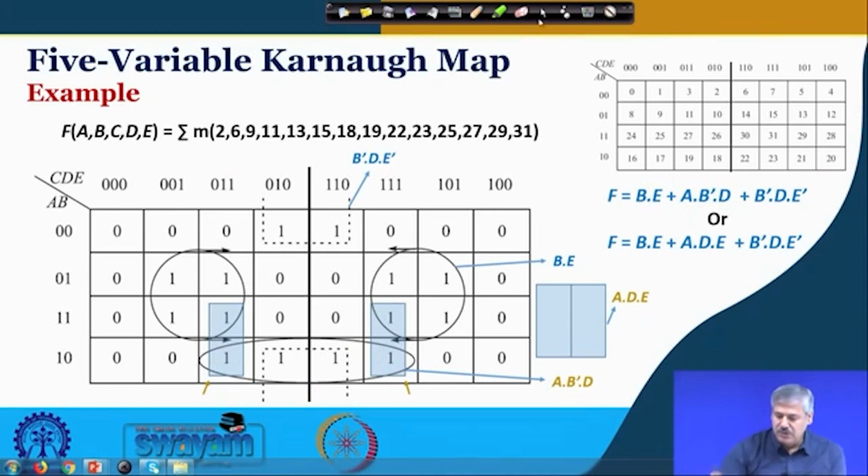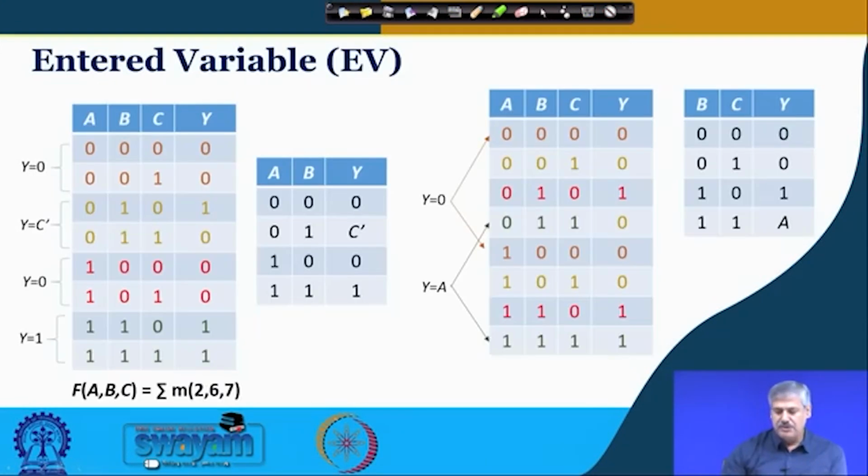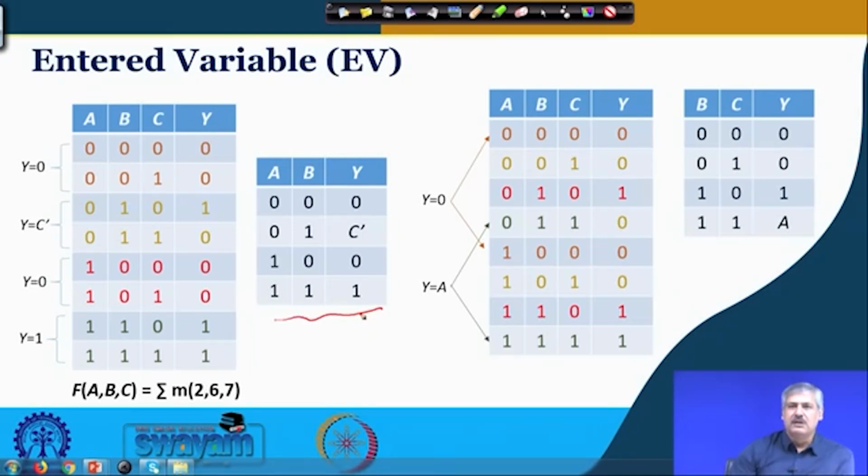Now, we shall come back to this problem a little later. What we look at now is what we understand by entered variable map, before which we shall discuss what an entered variable is. Okay. So, if you look at a truth table of 3 variables as you see here, A, B, C, and the corresponding function output is y, a truth table is generated out of it, where the output is written as a function of one of the variables, which is the entered variable.